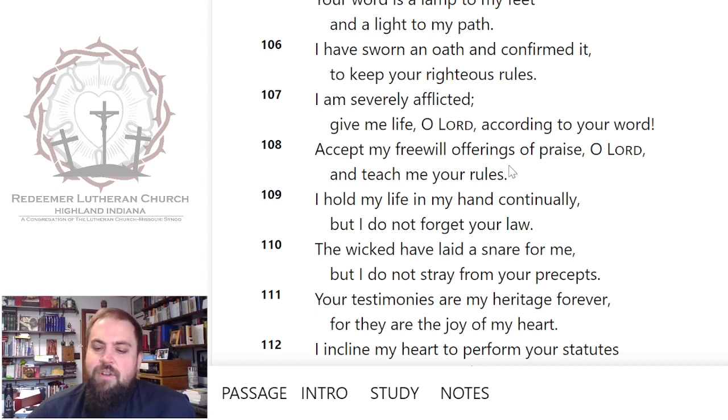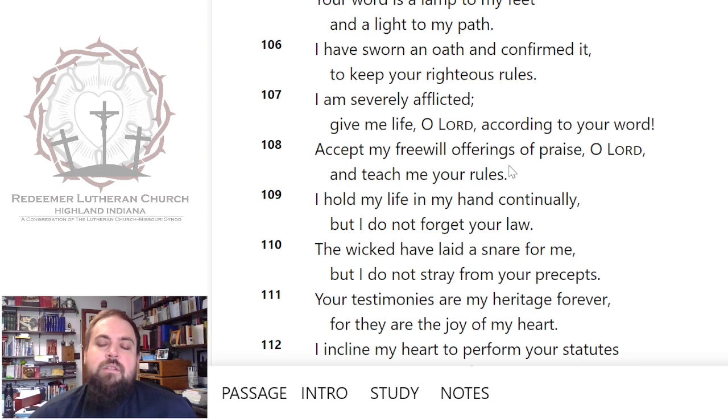Give me life, O Lord, according to your word. Accept my free will offerings of praise, O Lord, and teach me your rules. Accept my free will offerings. In addition to the regular offerings that were required of Jewish people, of Hebrew people, they also had opportunities to give free will offerings. And that was just something that you wanted to, you could. And a lot of people made a great name for themselves by giving large sums, obviously to be seen by others.